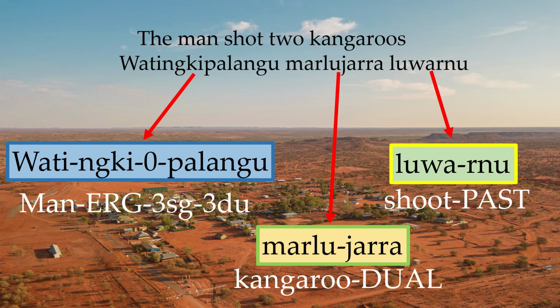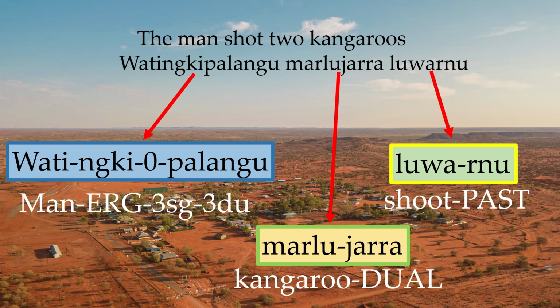So first things first, wati means man. Now that ngki after it shows that the man is in the ergative case. So it means the man is doing the action. Okay, this is an action that requires an object and a subject. So the subject in this case is the wati-ngki. The man is doing the action. Now there's a 0 there, which I marked as third person singular.